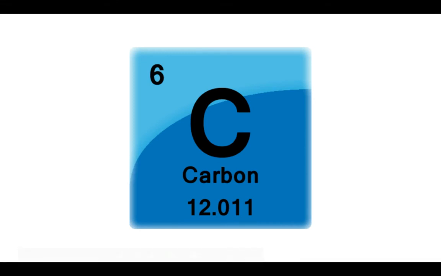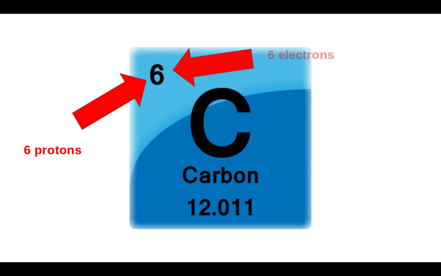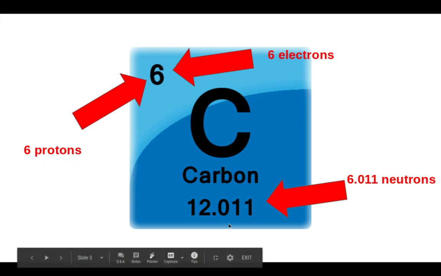So we've got carbon here. Again, it's got two numbers. So we know here that carbon has 6 protons. And if it has 6 protons, then it must have 6 electrons. But how many neutrons does it have? Does it have 6 neutrons, or does it have 6.011 neutrons? This is what we're going to talk about today. What is going on with these decimal numbers?